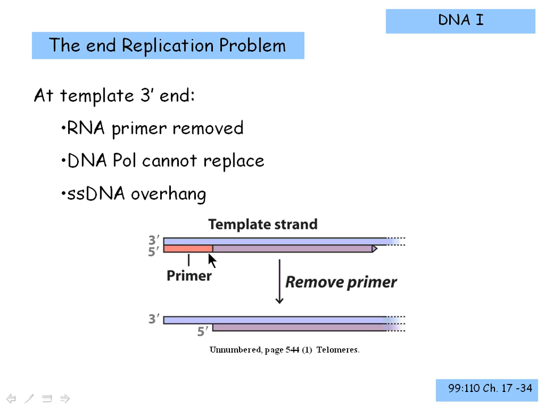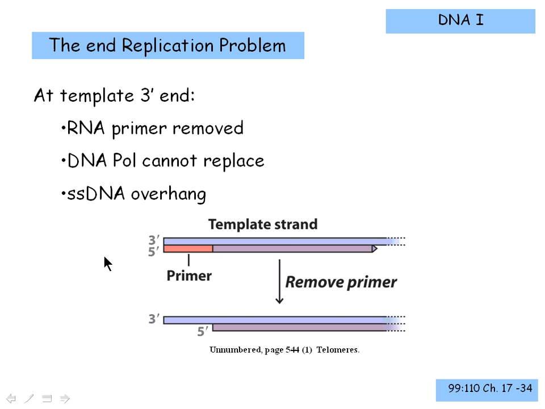But if you remember, DNA polymerase cannot initiate synthesis on its own. It needs a 3' hydroxyl group in order to do this. And again, it cannot synthesize in the 3' to 5' direction. So when this RNase removes the primer, there's nothing left, and we cannot synthesize over that gap. So we're left with a single-stranded DNA overhang.